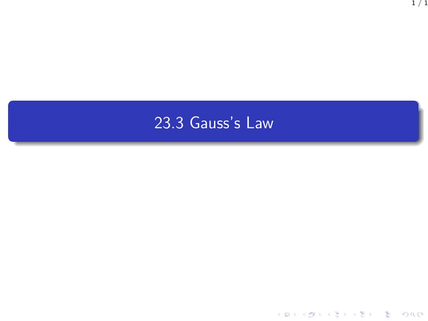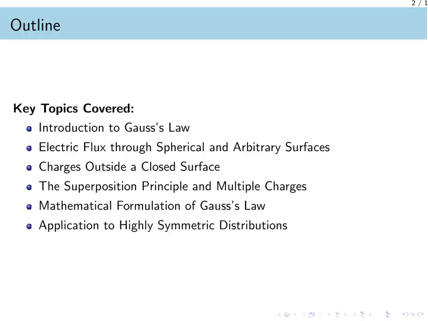23.3 Gauss's Law. In this section, we will cover the key topics related to Gauss's law. We will start with an introduction to the law itself, followed by an examination of electric flux through both spherical and arbitrary surfaces. Then, we will look at how charges located outside a closed surface affect the total electric flux. Next, we will discuss the superposition principle and how it applies to systems containing multiple charges.